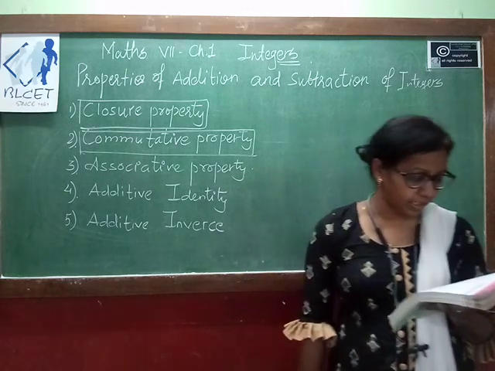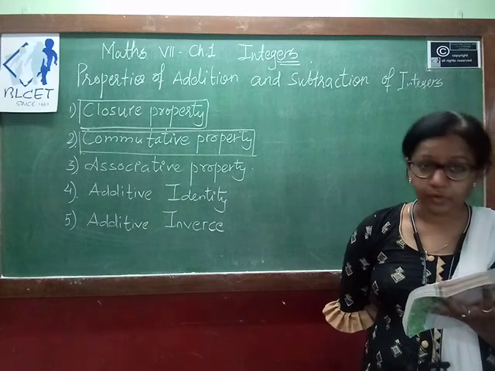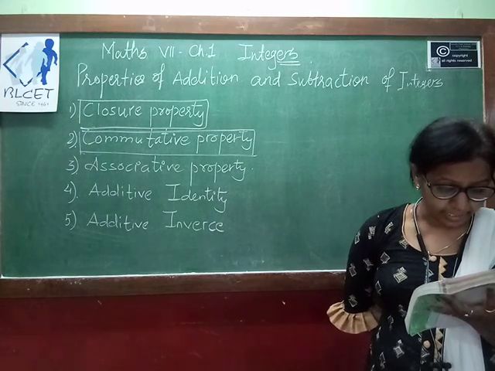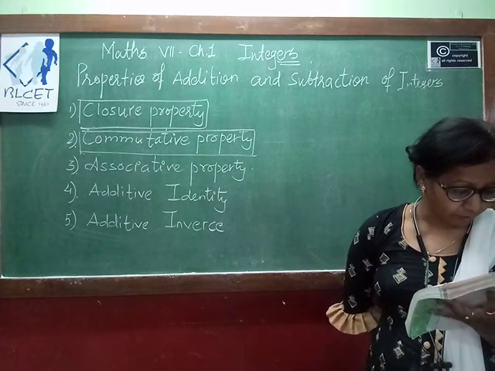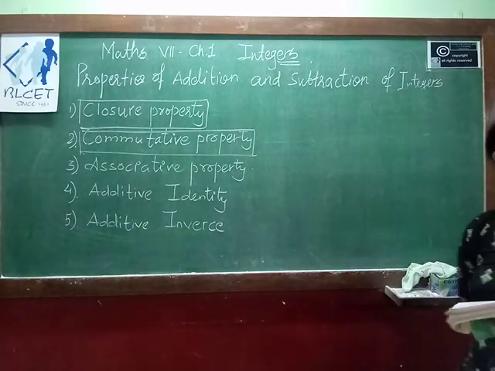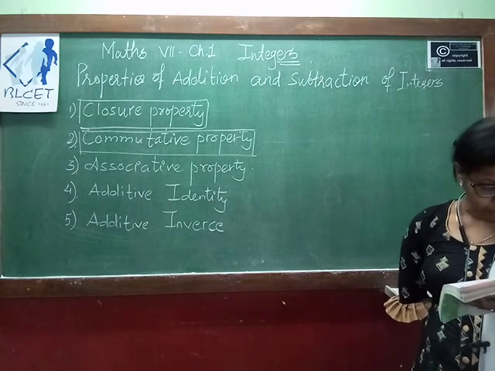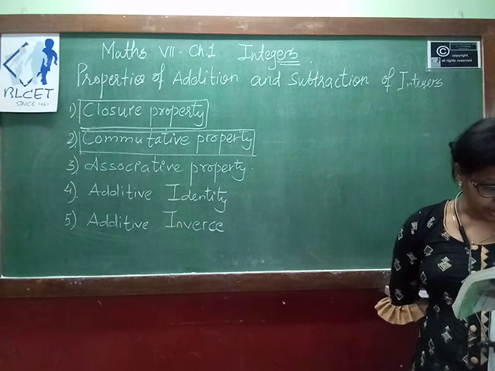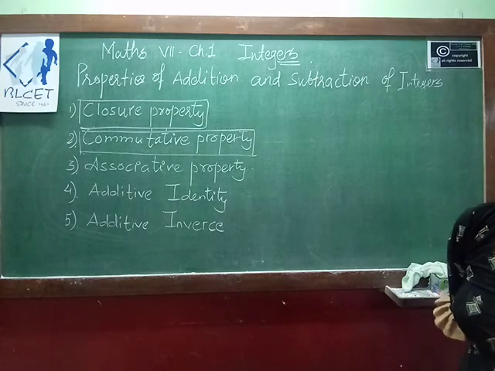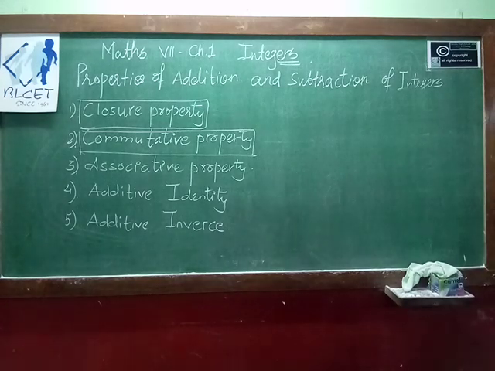So in general, what can we say? Are sums different when the order is changed? No, we are getting the same answer when the order changes. So addition is commutative for integers. The commutative property holds for addition of integers, but for subtraction it does not hold. That also we have discussed. So subtraction is not commutative for integers. Now we move on to the third property, that is the associative property.